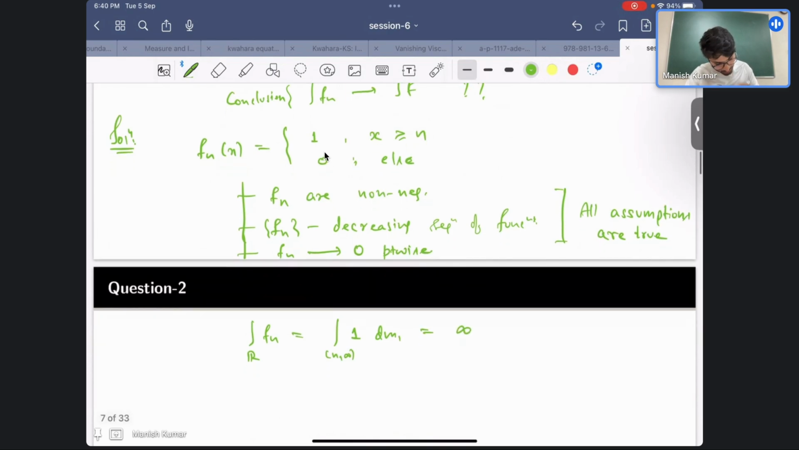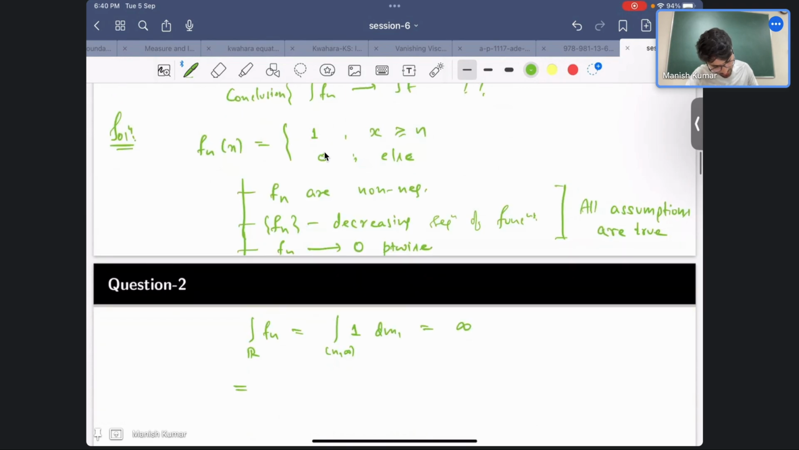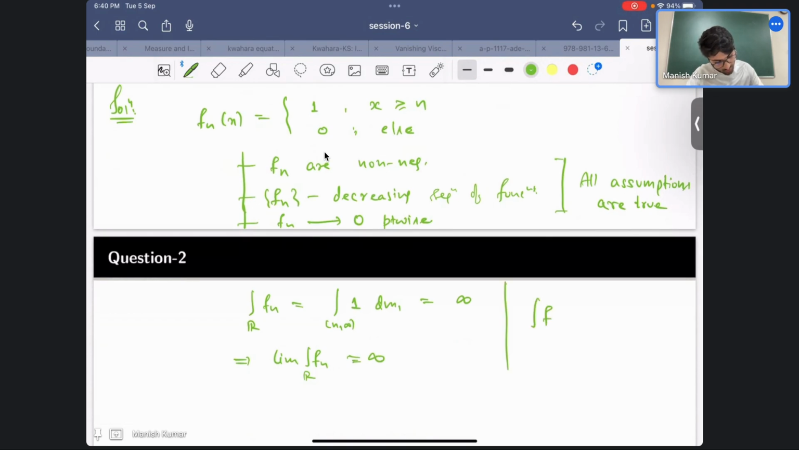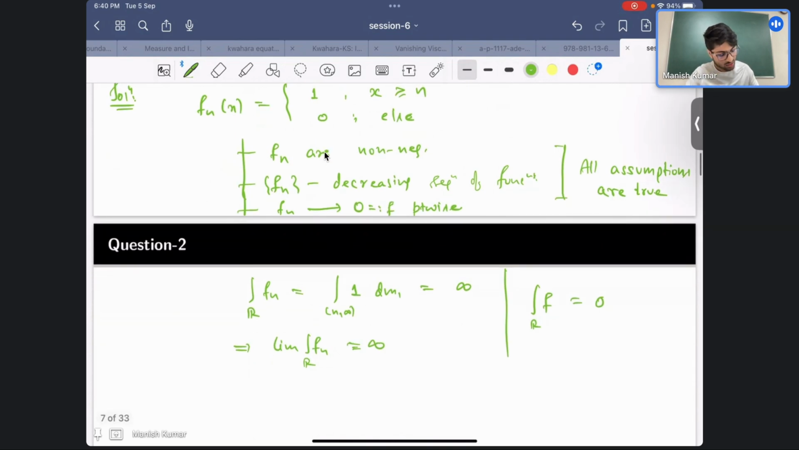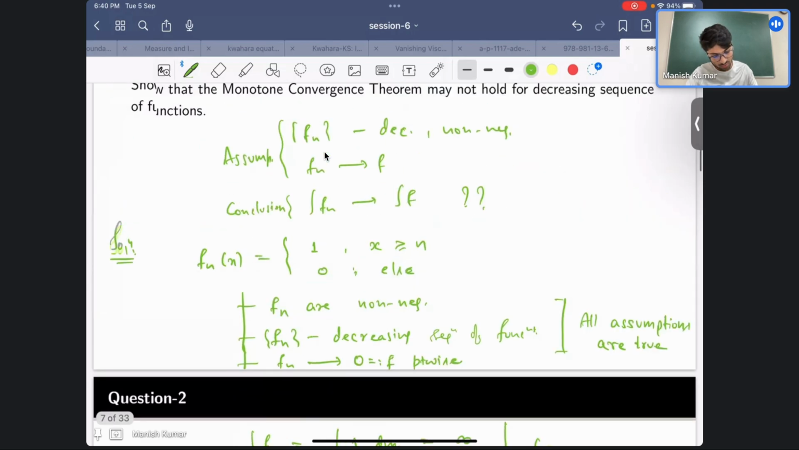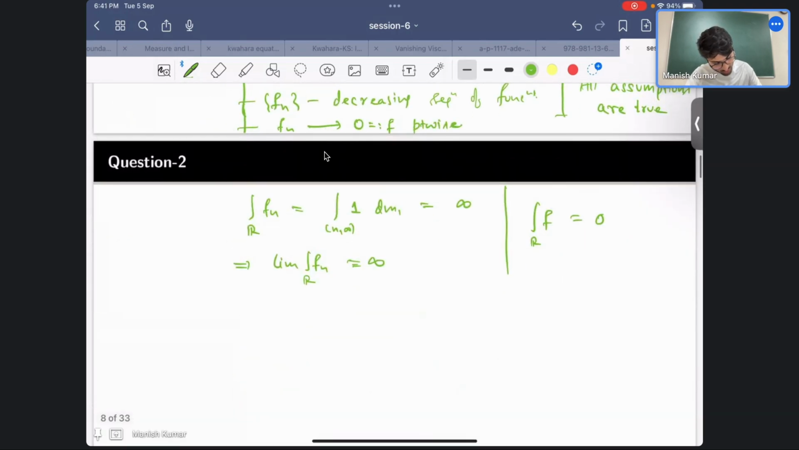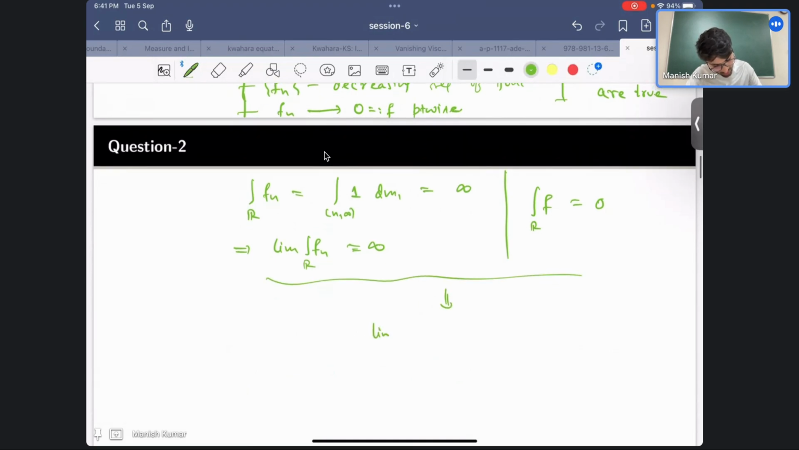So this implies that the limit of the integral of fn over r is infinity. But what is the integral of the limit function f over r? This is 0. So this is my f, and the limit function integral is 0. So clearly the conclusion is not true. This collectively implies that the limit of the integral of fn is not equal to the integral of f.